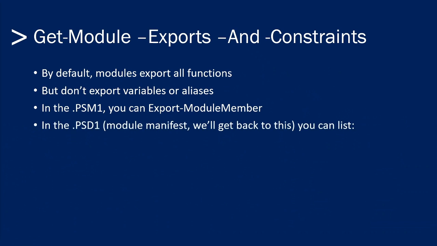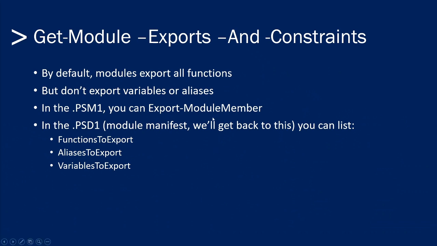In the PSD1, the module manifest, which we will get back to, you can also list functions to export, aliases to export, variables to export. This is another layer of constraint. So even if you said Export-ModuleMember foobar, if you've got functions to export and foobar is not in that functions to export, it will not export it.